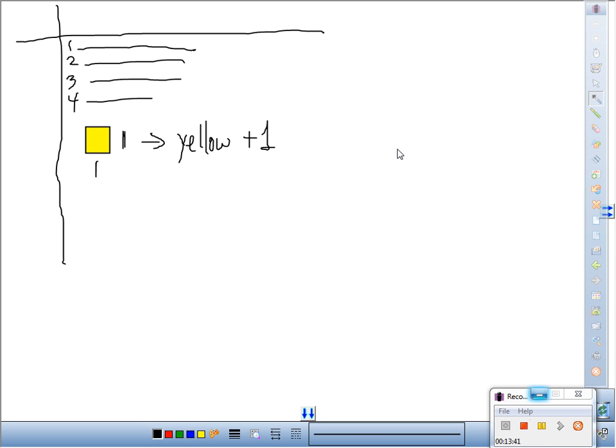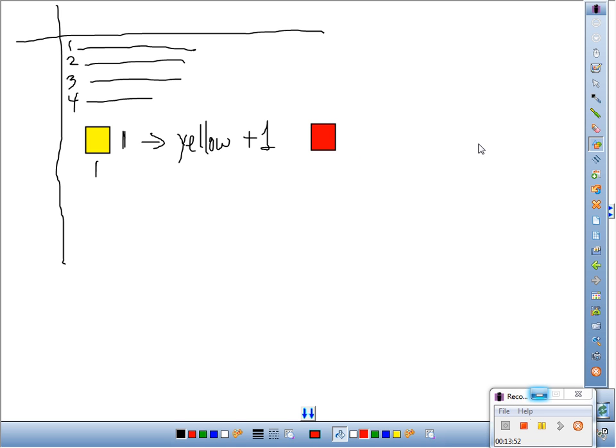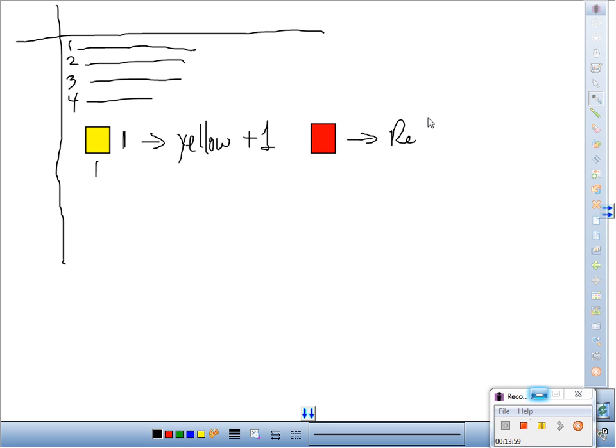Now check this out. If you flip this over, if you flip that tile over, the back side is red. Who notices that? And that one, from now on, the red is worth negative 1. Does that make sense? Yes. Positive 1 is a yellow, negative 1 is a small red.